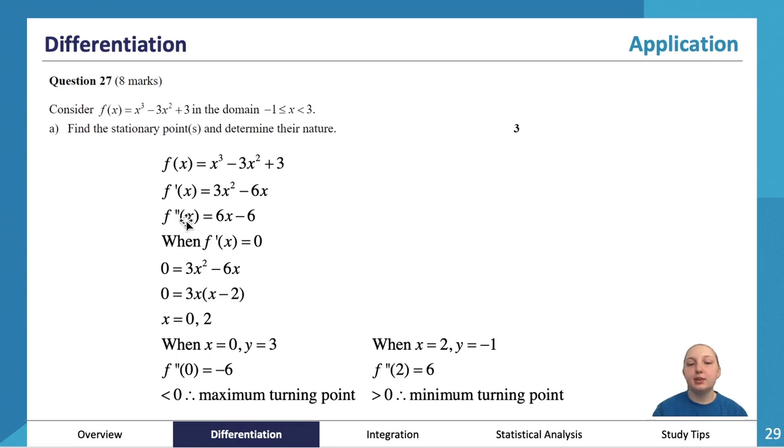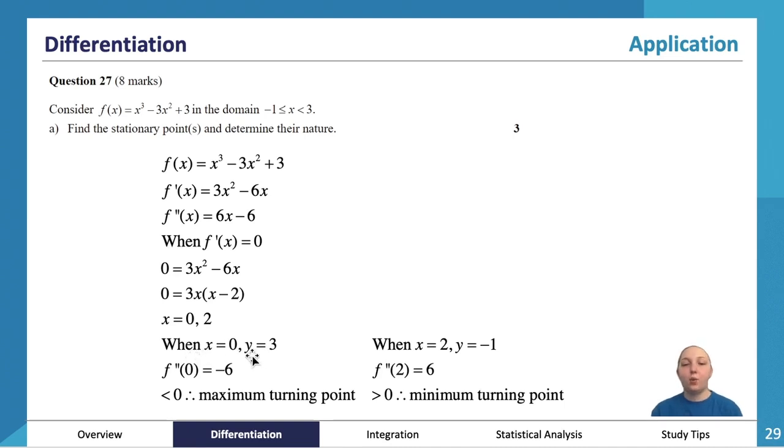Then let's do the same thing for our second derivative. Again, it's literally just doing differentiation on the first derivative. So we bring that 2 down, 3 times 2 is 6x to the 2 minus 1, which just gives us 6x minus 6 for the second derivative. To find our stationary points, we make our first derivative equal 0. So we get 0 equals 3x squared minus 6x. Then we solve that. Your stationary points are x equals 0 and x equals 2.